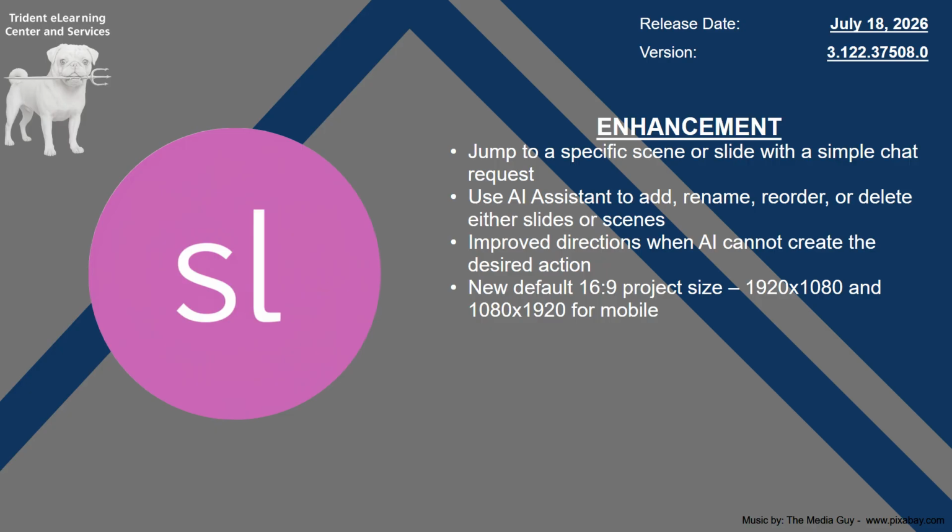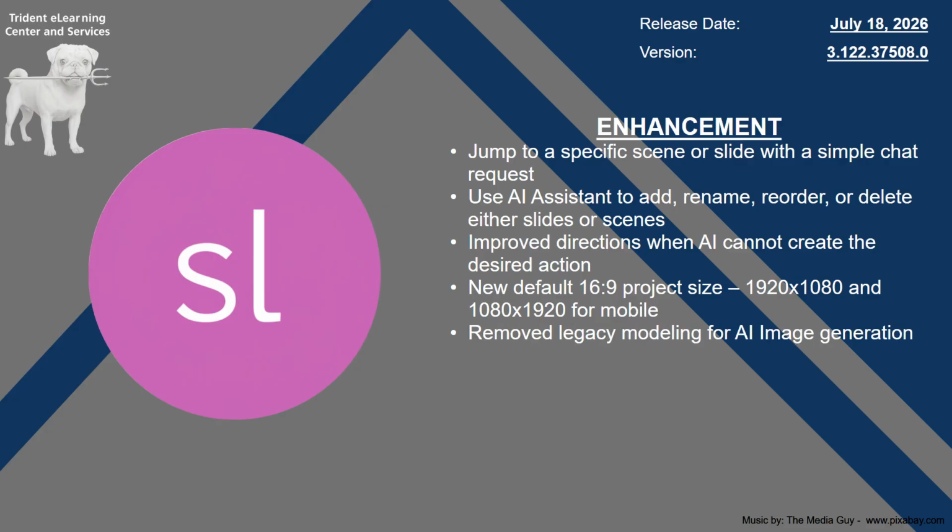The new default is 16 by 9 HD at 1920 by 1080, reflecting modern display standards. A new 9 by 16 preset at 1080 by 1920 has also been added for mobile projects, a welcome addition for anyone building content designed for phones.